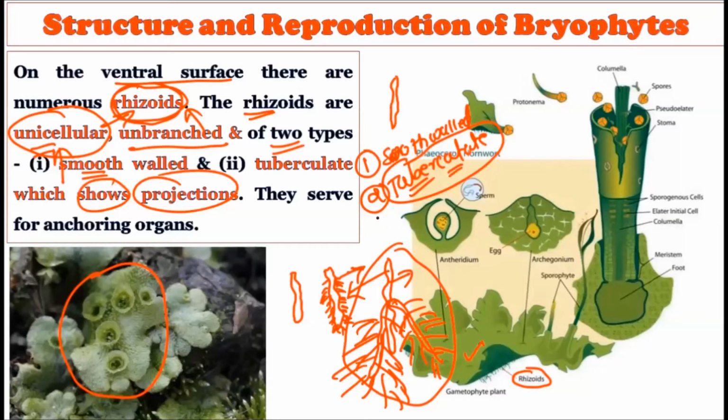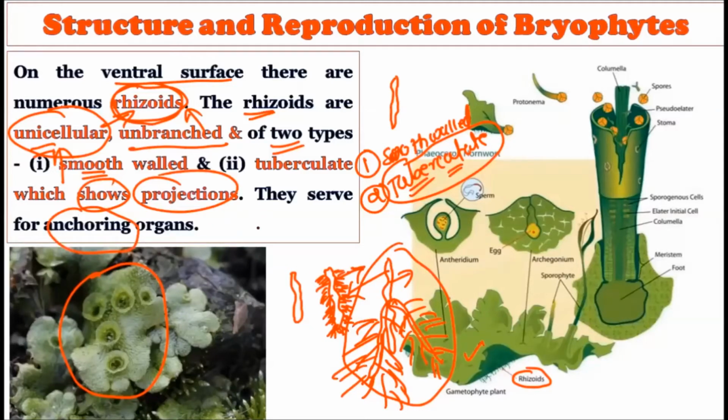So basically, in Marchantia you have to remember that their rhizoids are always unicellular and unbranched. Plus, they are of two types. They may be smooth walled or tuberculate. Smooth walled rhizoids do not show any type of projection, and their walls are very smooth. The tuberculate rhizoids are those which show the projections, like this, and these can be equivalent to today's angiospermic roots, that is, the tertiary roots. So they serve the anchoring purpose.